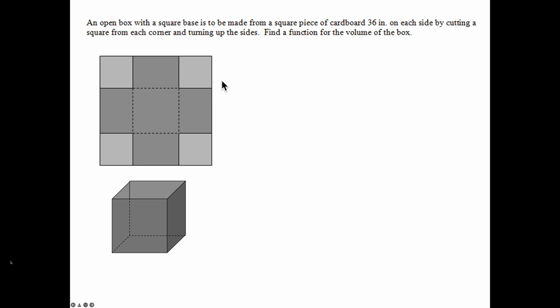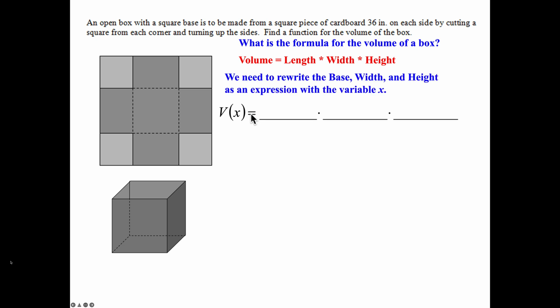All right, so the volume of a box, that formula is length times width times height. So V of x, where's my length, my width, my height? I got to put all x's in those blanks. So looking at my cardboard here, I know it's 36 inches on all 4 sides. What I don't know is how big of a square piece I need to cut out. So all these light colored grays are going to be x by x squares, because I don't know that. That's my variable.